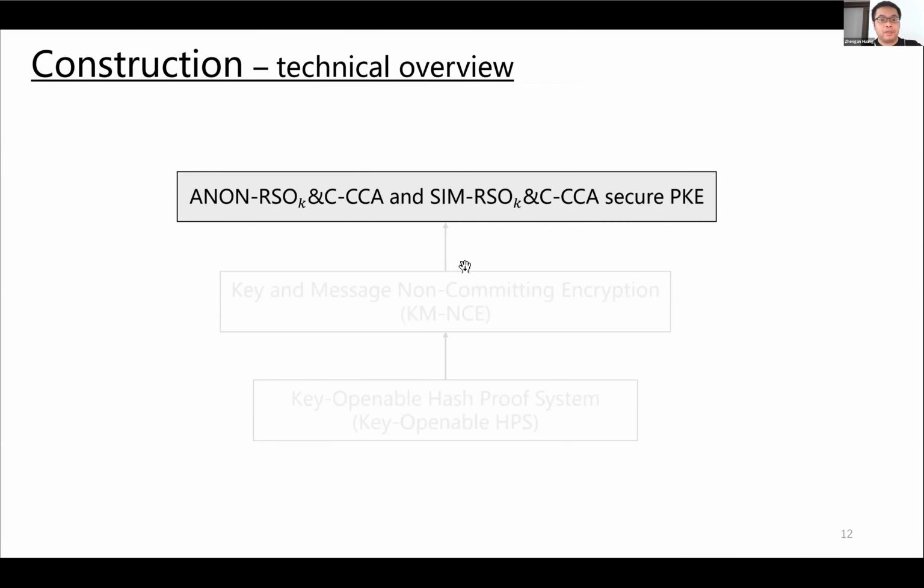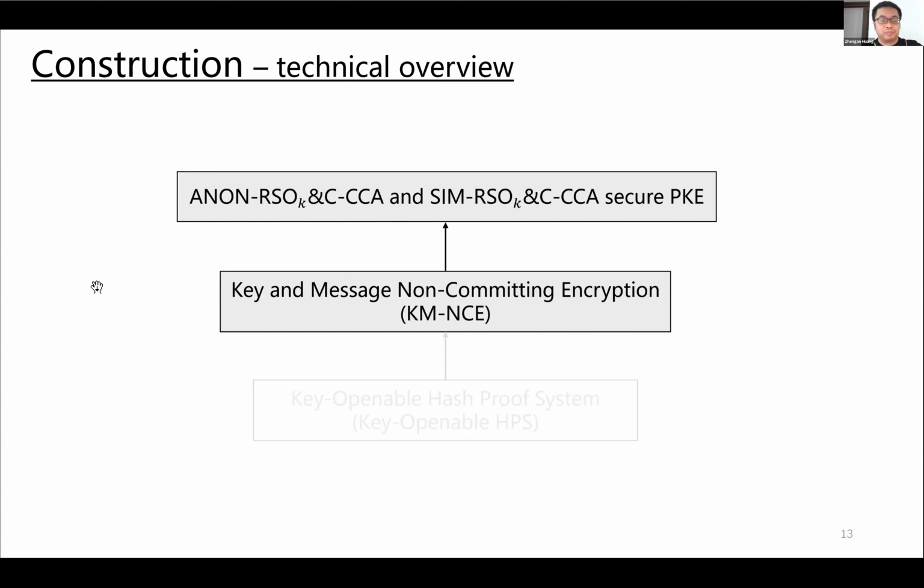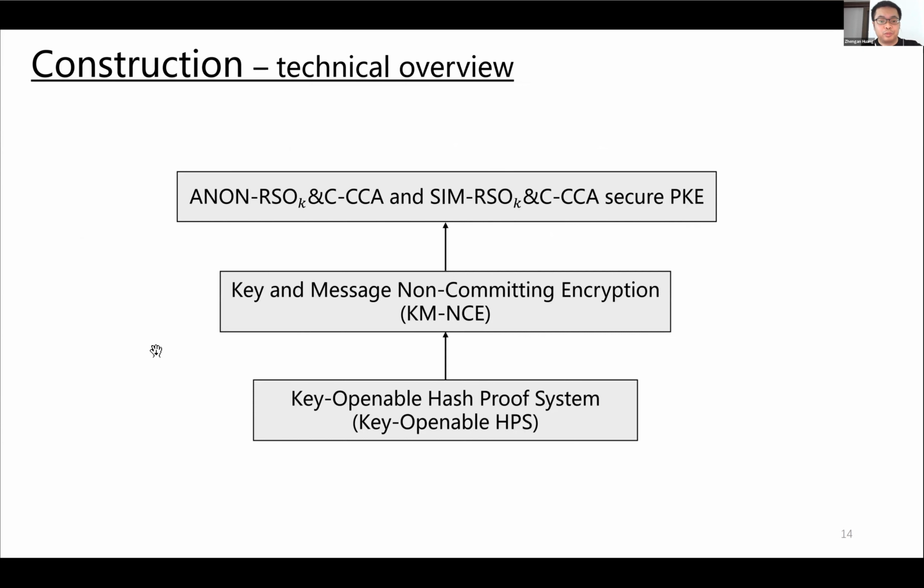For constructions, our goal is to show a PKE scheme achieving both anonymous SO-K and C CCA security and confidential SO-K and C CCA security. To achieve this goal, we propose a new primitive called Key and Message Non-Committing Encryption, KMNCE, and use this primitive to show a PKE achieving these two security requirements. And then we use a new primitive, key openable hash proof system, to construct KMNCE. This is the technical overview of our construction.